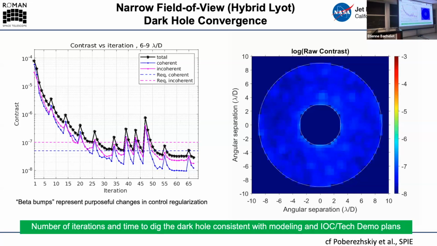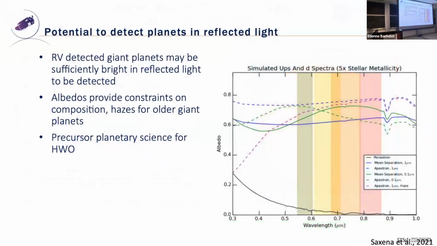And they could potentially have gone deeper if they had more time, but there was a limited amount of time to do this work. Okay, so what does that mean in terms of our potential? Well, the science potential is that you could look at reflected light from planets in the visible. This is a region that we don't often probe exoplanets in. That's really exciting for things like metallicity, composition, the presence of hazes or clouds. These are all things that have been done to some degree with transit spectroscopy in the visible. But we can do this now with reflected light on much older and colder planets than what has previously been possible. And so that's really precursor planetary science for HWO.